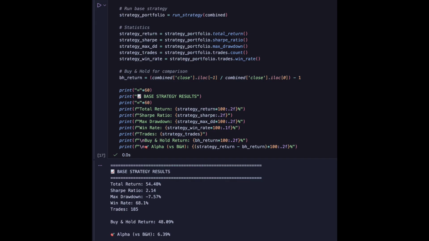Total return is around 54%, the buy and hold benchmark result is around 49%, so it means we generate alpha of around plus 5%. Sharpe ratio is around 2. Win rate is 68%. Max drawdown only 7.57%. Looks great, but these numbers mean nothing without statistical validation. We need to do it.